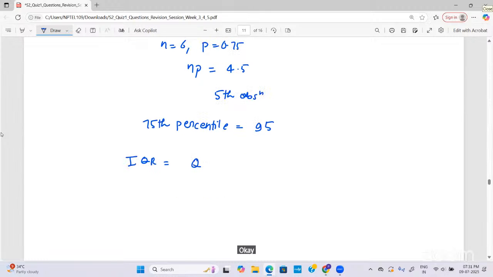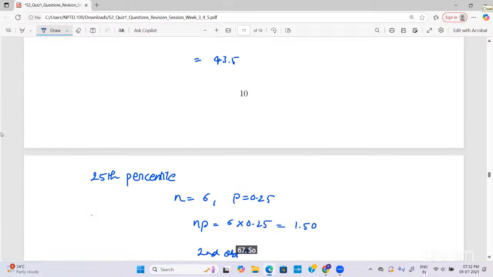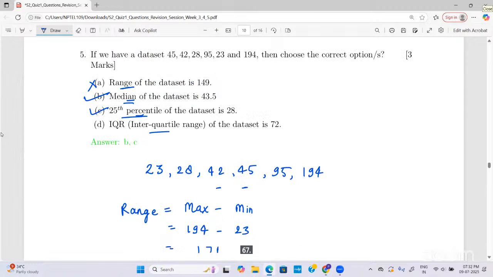Now we have to calculate IQR, so Q3 minus Q1. Q3 is 95 and Q1 was 28. So it will be 67. We can check, option D says 72, which means option D also is wrong. It's not right.